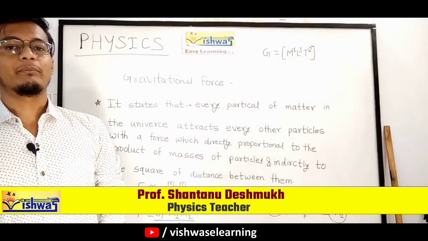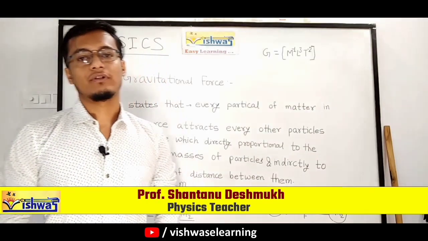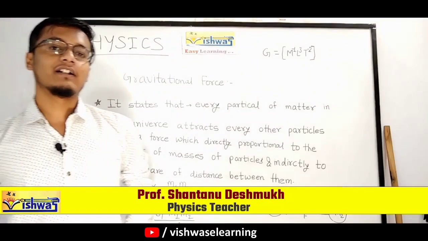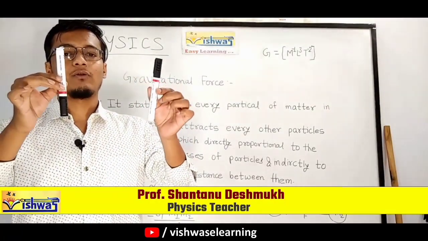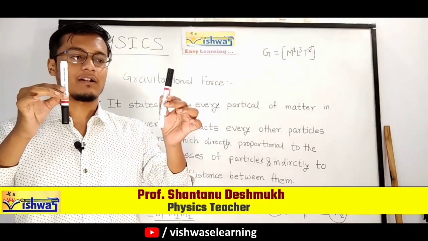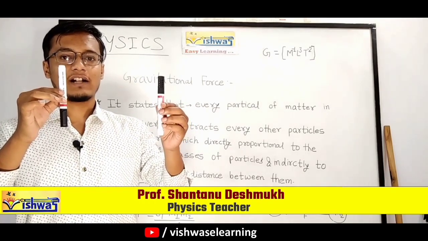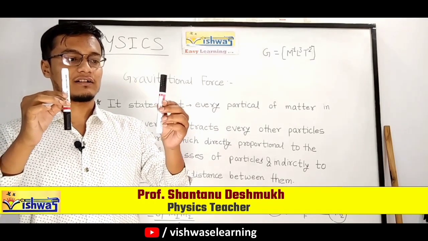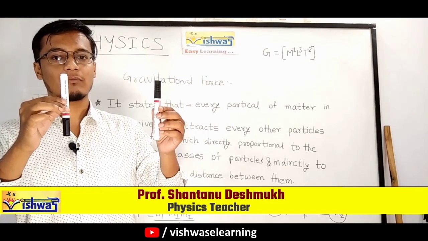Now we will see a brief description of gravitational force. What is meant by gravitational force? If we are thinking about two bodies, let's see this. This pen is the first body and this pen is another body. According to gravitational force, these bodies attract each other, meaning they are exerting gravitational force on one another.